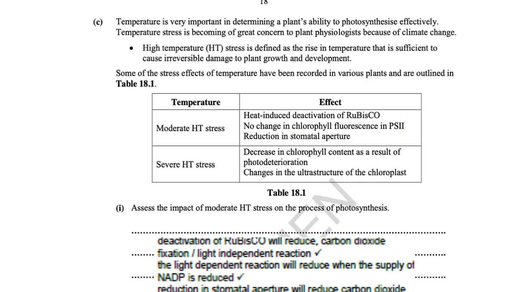Remember, photosystem 2 is the one that carries out photolysis to produce the electrons, which then flow along the electron transport chain and join with NADP to form NADPH. And a reduction in stomatal aperture, which would be there to prevent the excess loss of water. Severe high temperature stress: photodeterioration of the chlorophyll breaks down, and then changes in the ultrastructure, which is the internal structure of the chloroplast, which, remember, is dominated by the thylakoid membranes and the lamellae.